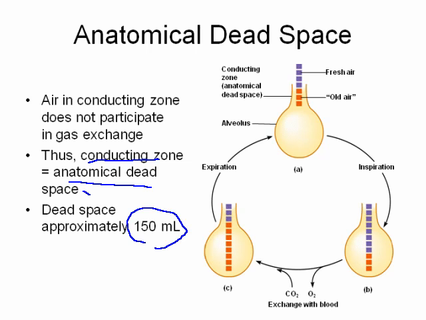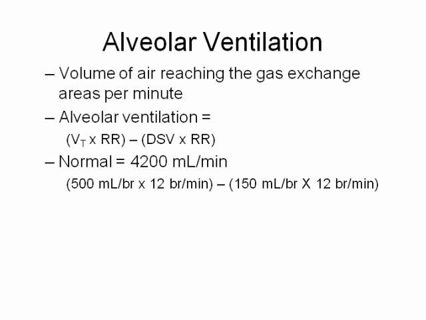And for each tidal volume, assuming that the tidal volume is 500 mils, about 1/3 of that, or 150 mils, is dead space. So this is related to the idea of alveolar ventilation, in that alveolar ventilation is less than minute ventilation because of the anatomical dead space. So the volume of air reaching the gas exchange areas, that is the alveoli, in 1 minute is less than minute ventilation because of the anatomical dead space.